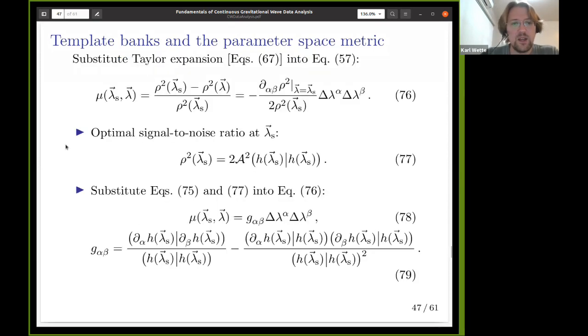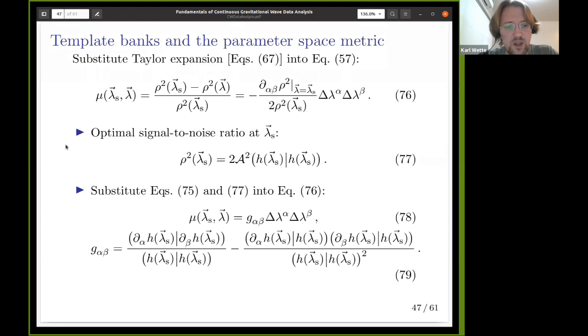If you then take that expression and substitute it into our Taylor expansion for the mismatch, remembering that the first derivatives of our rho squared are 0, we can write the mismatch mu as just being the right-hand side of 76. So we just have the second derivatives of rho squared, normalized by rho at lambda s, which you can work out in 77. Then substituting all those things together, we get in equation 78 the form of the mismatch we're after in terms of this G tensor, and the full expression for that is given in 79.